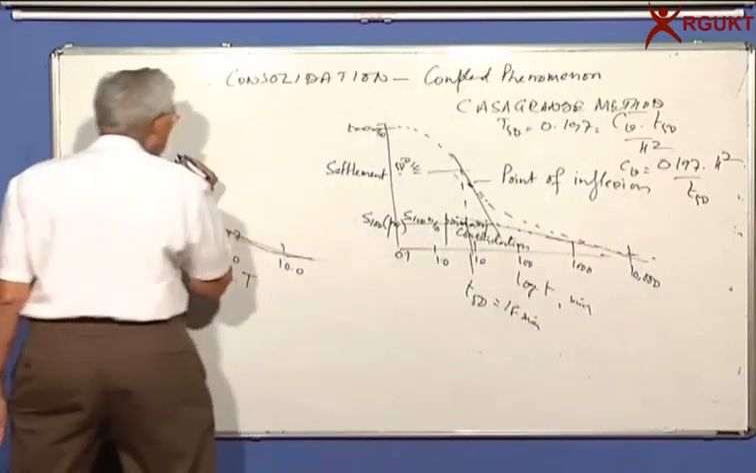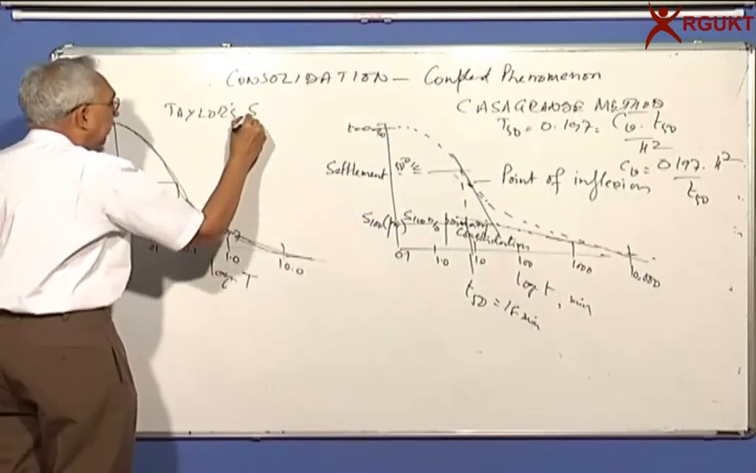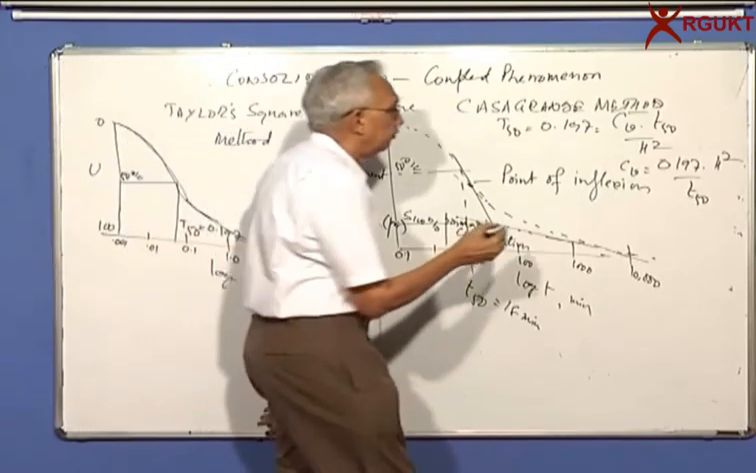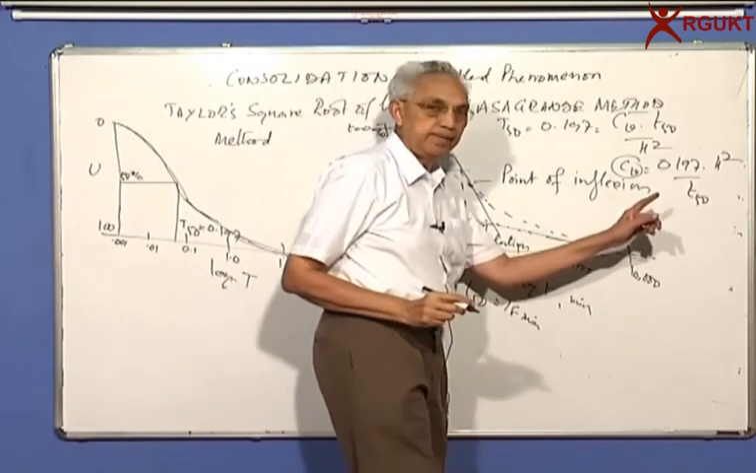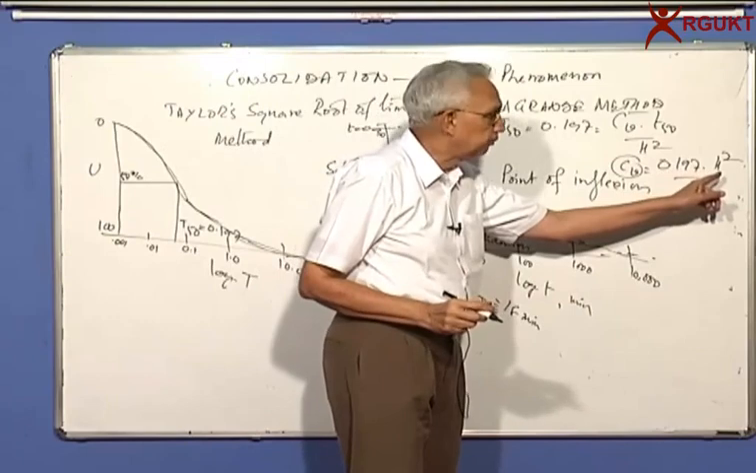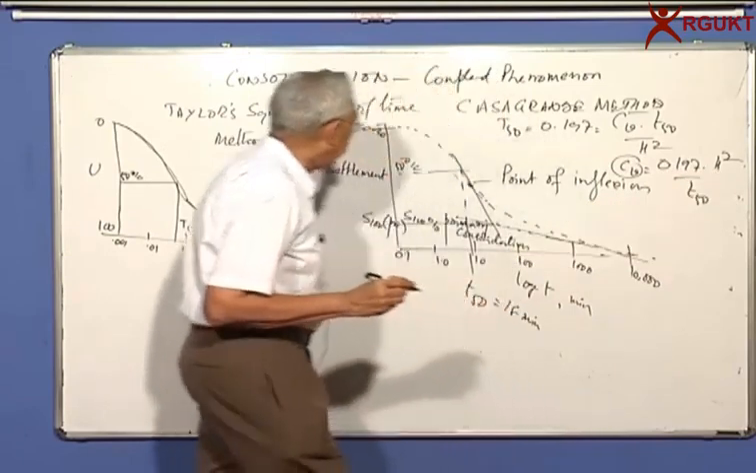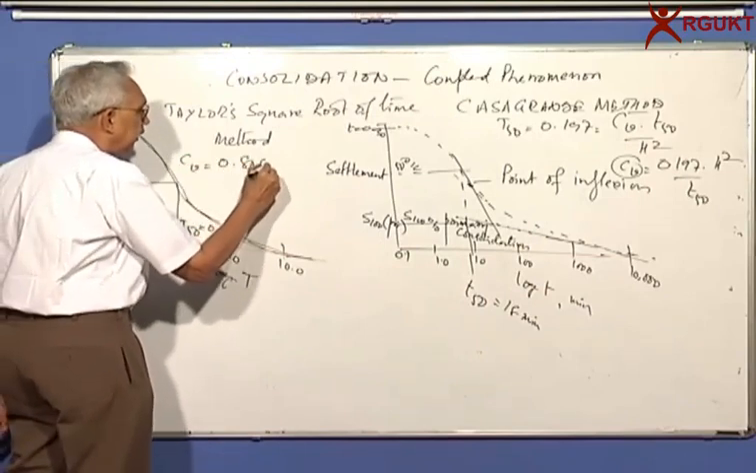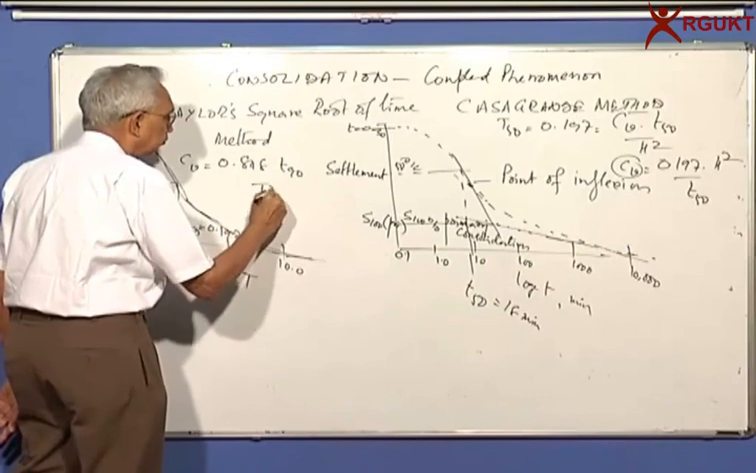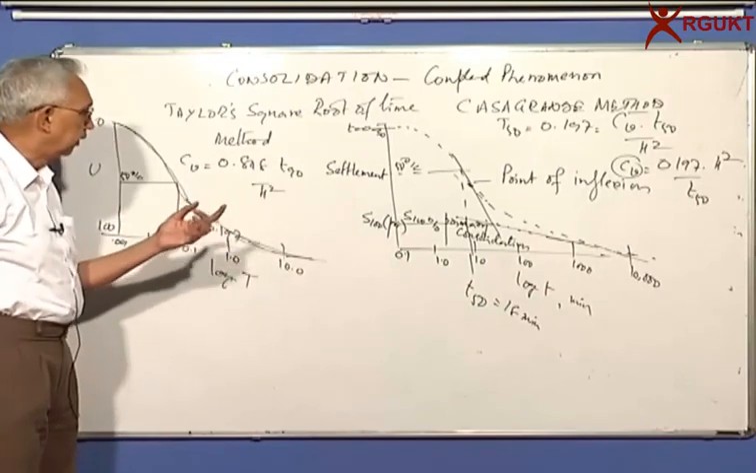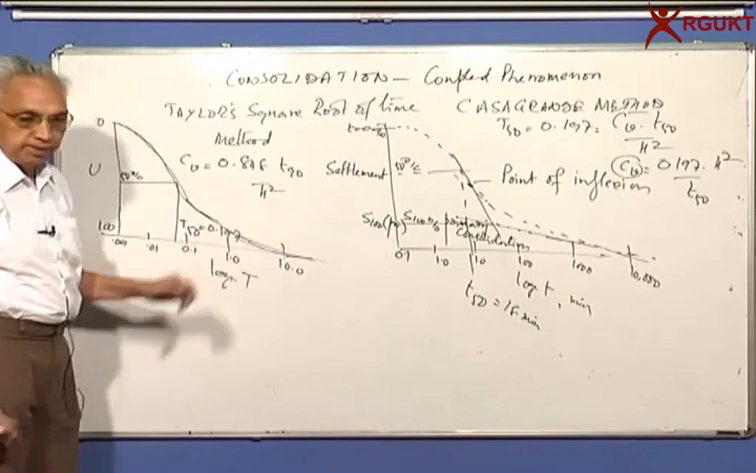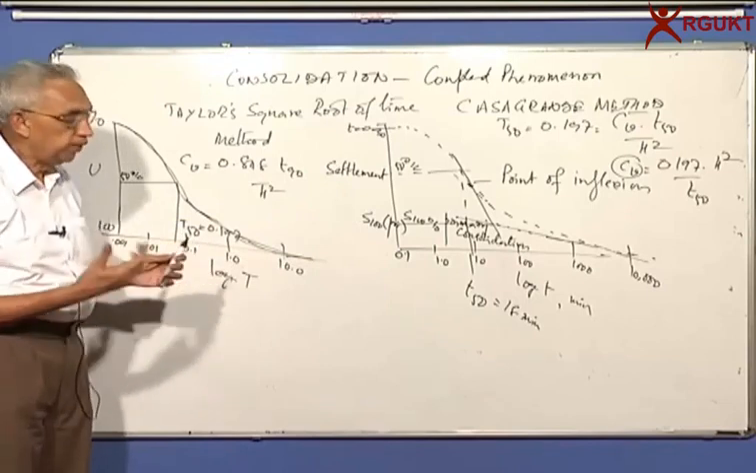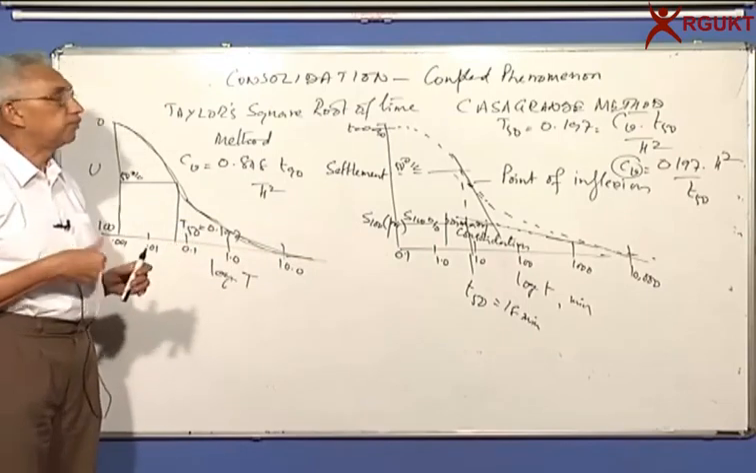Whereas the previous one was called Taylor's square root of time method. So we have two methods of calculating CV from the odometer. If I use Casagrande's, I use 0.197 into the maximum drainage path square by T50. And if I'm using Taylor's method, CV is equal to 0.848 h square by T90. You determine T90 from the square root plot, and h is the maximum drainage path. We can easily get the coefficient of consolidation. So this is how we try to determine CV from laboratory test.